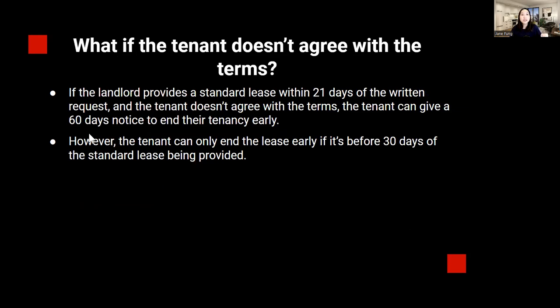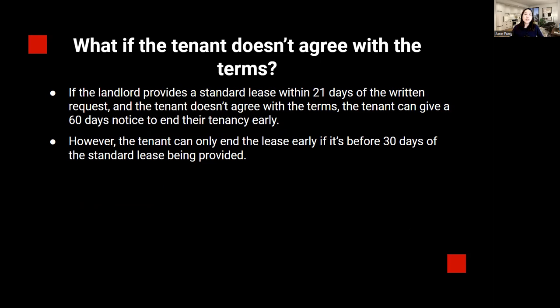Okay, so let's pretend that we are a good citizen, and you provide a standard lease after the 21 days of the written request, but the tenant does not agree with the terms that you provide. Then at that time, the tenant has the option to give you a 60 days notice to end their tenancy early. However, the tenants can only do that if it is within 30 days of the standard lease being provided.